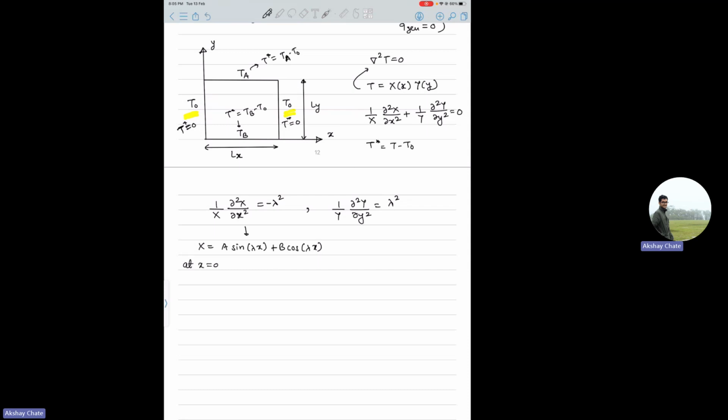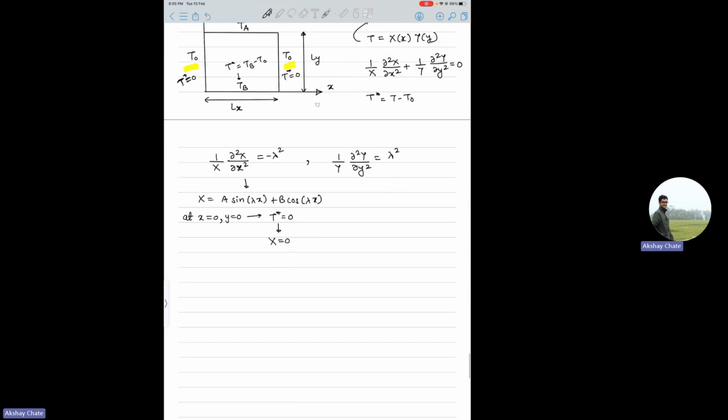So we know at x equal to 0 and y equal to 0, your T star is 0. And since we are talking about x only here, this implies your X will be 0. And that is possible only if B is equal to 0, because sin anyway will go to 0. So this term goes away.